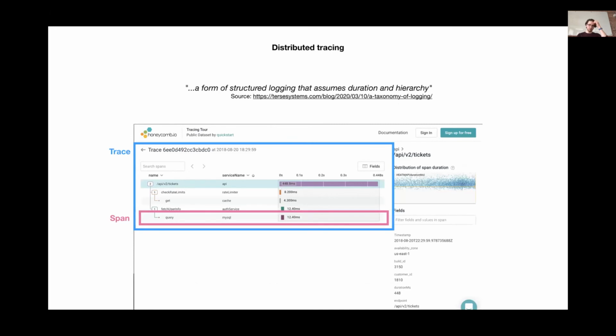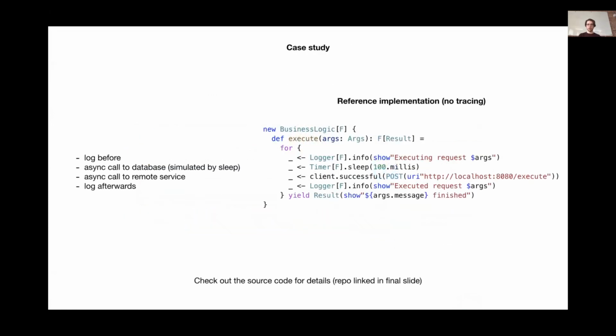So maybe this isn't clear, but a trace has an ID, and each of the spans needs to reference this trace by that ID. And each span also has an ID and possibly a parent ID. So if we put this kind of information in the spans, then a system like Honeycomb or Zipkin can combine that into this view that you can see on the screen.